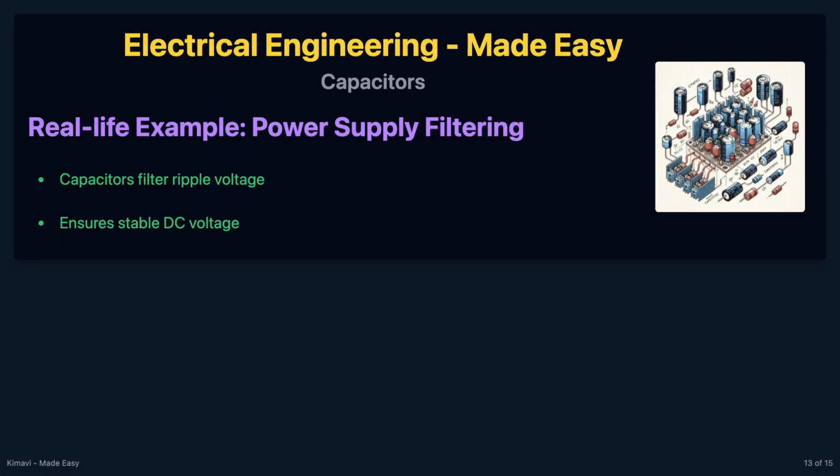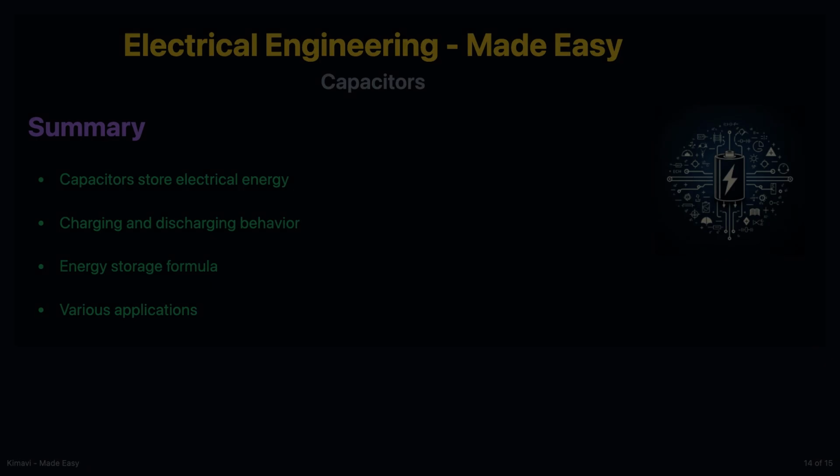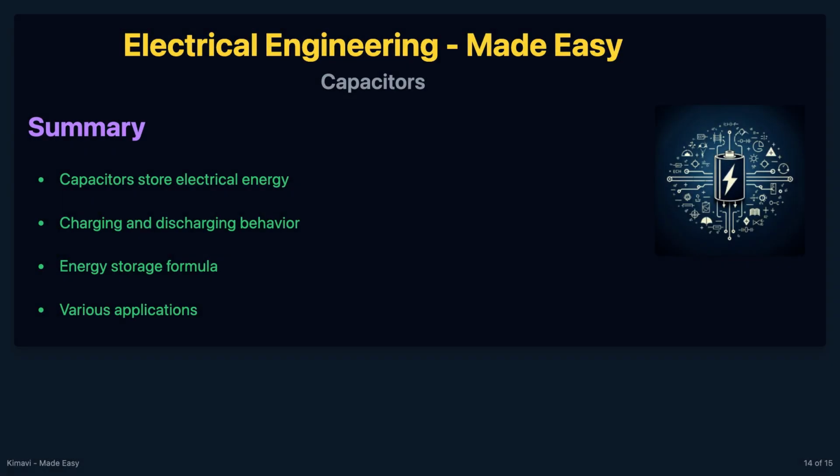In a power supply, capacitors are used to filter out the ripple voltage from the rectified output of an AC to DC converter. This ensures a stable DC voltage for electronic devices. In summary, capacitors store electrical energy in an electric field. We discussed their charging and discharging behavior, the formula for energy storage, and various applications in electronic circuits.